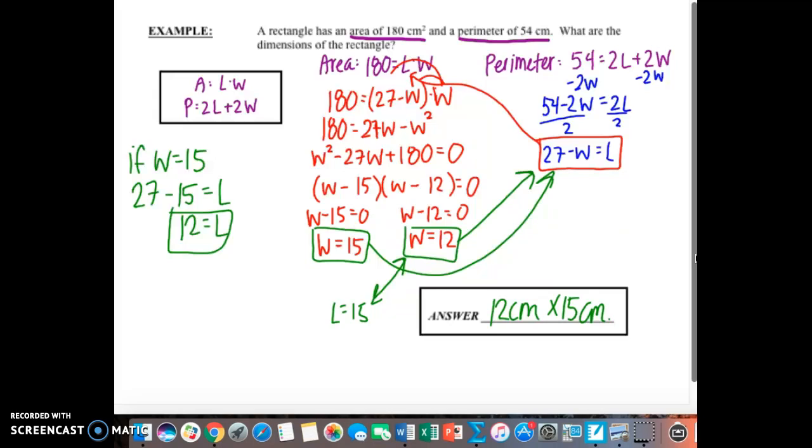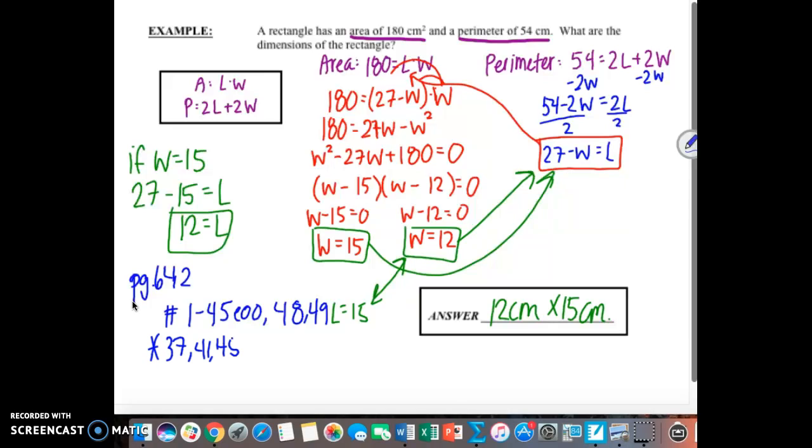So now the homework for today will be on page 642, numbers 1 through 45, every other odd, and then 48 and 49. And I'm going to put a little star next to numbers 37, 41, and 45 because these require a graphing calculator.